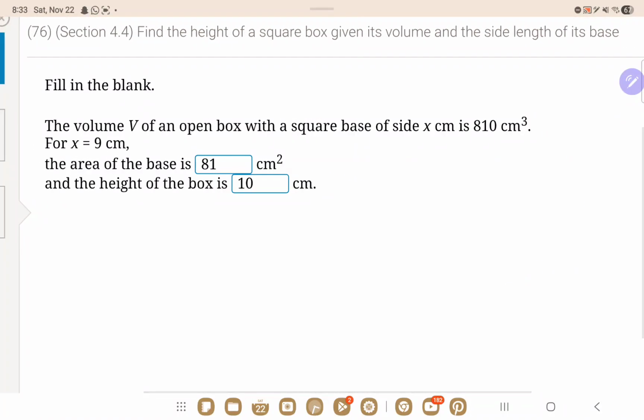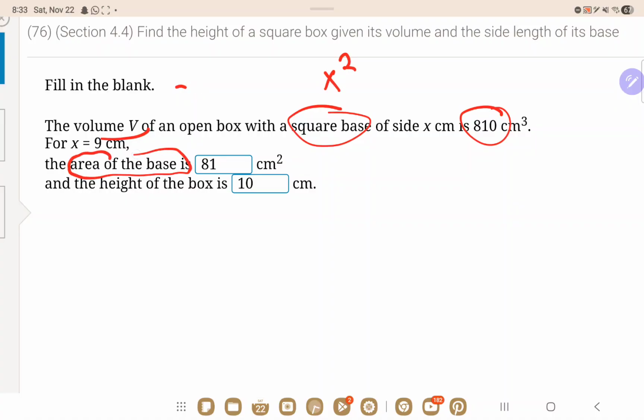Okay, so here you have a volume of an open box. So what's it called? You have a space. The volume is 810 and it's a square base. So the base's area is going to be x squared, and they told you x is 9. So it's going to be 9 squared, which is 81. And since the base is x squared, now you need the height.